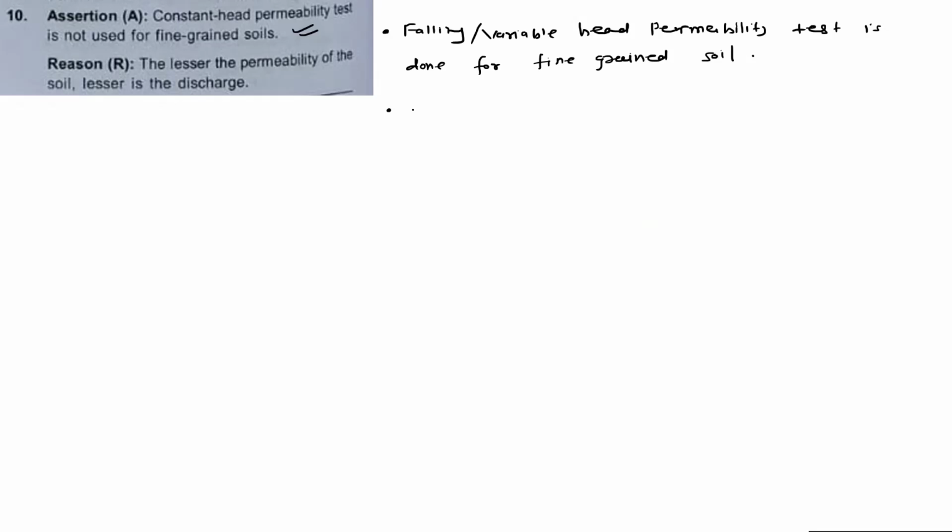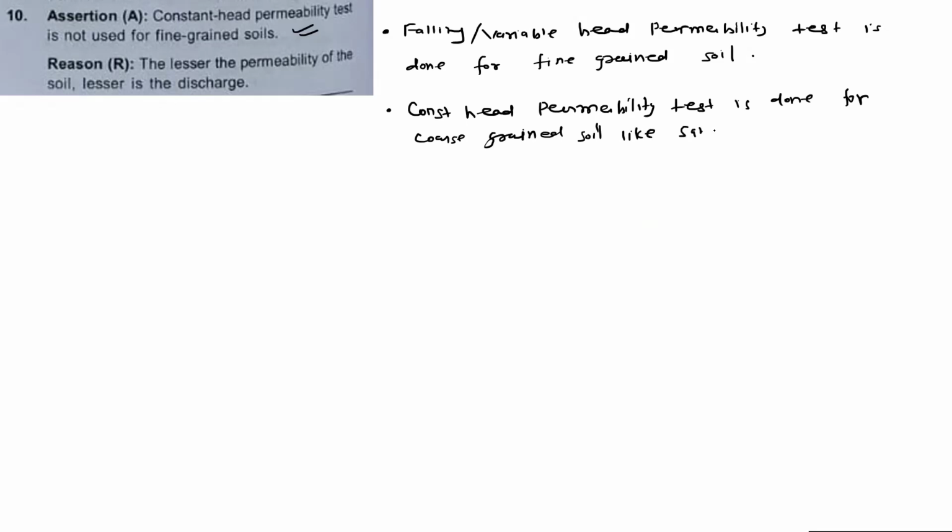And the constant head permeability test is done for coarse grained soil, like sand. So this statement is correct. Now the second statement, the reason, is: the lesser the permeability of the soil, the lesser is the discharge.